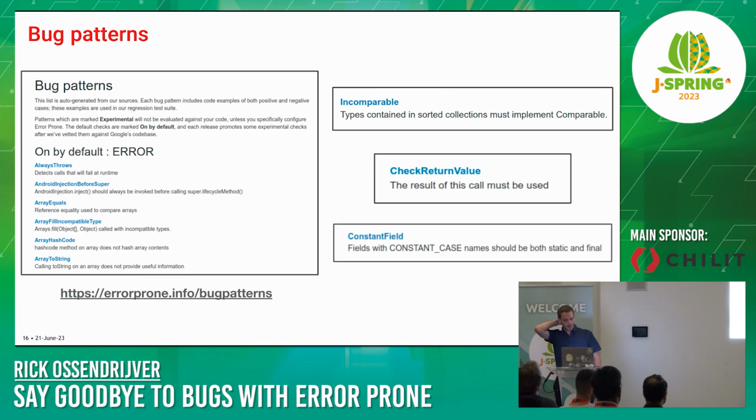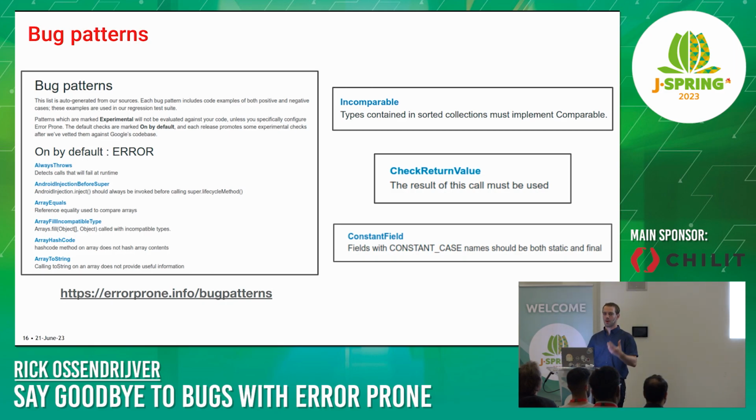Another one is the constant field check, which tries to find fields that are using the constant case in your code. If you're not using the static or final keyword, then you should probably add it. For the attentive viewer, you could say, hey, this is also something Checkstyle can do, which is true, but remember that Error Prone can automatically fix this for you, whereas Checkstyle can't.